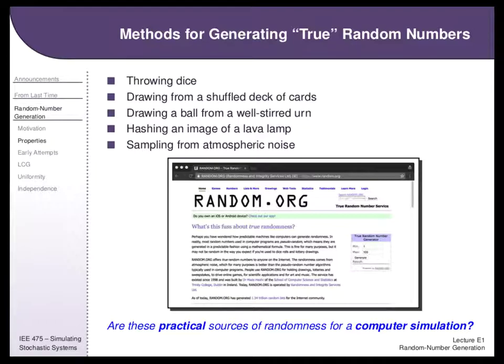Yeah, question? Is there a way that you can ever modify either independence or uniformity? I don't know what you mean by modify.